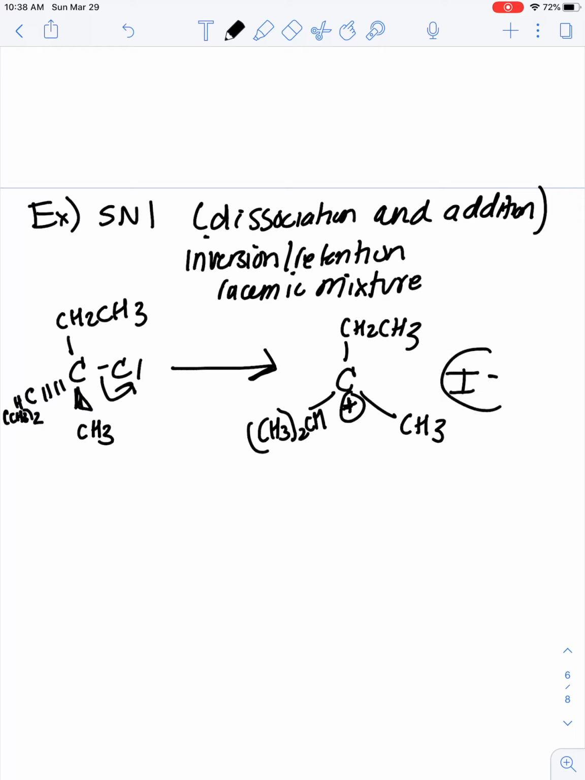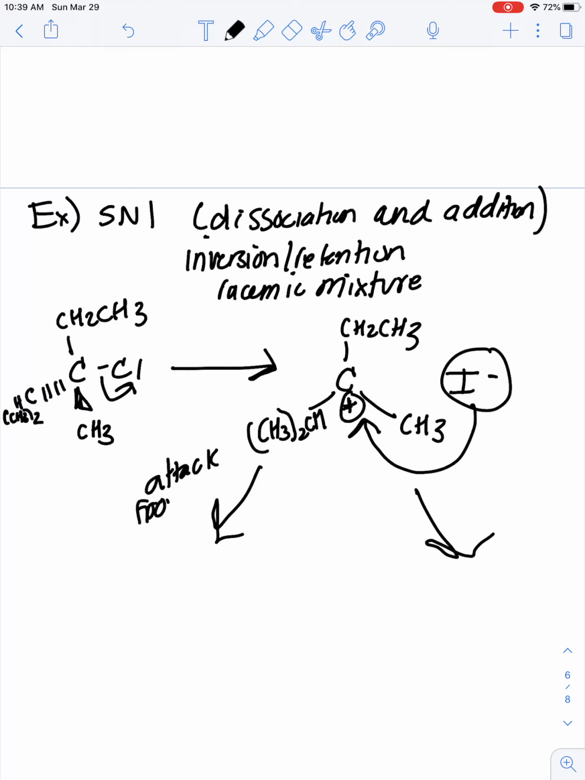And what's going to happen is our iodide is going to come in here and attack that carbocation. So we can have two different types of attacks. We can have an attack from the back and an attack from the front. So again, remember that this carbocation is planar, which allows us to have that attack from the front or the back. So this is where those two different products are coming into play, the inversion and the retention product.